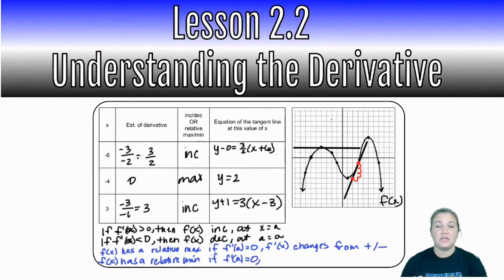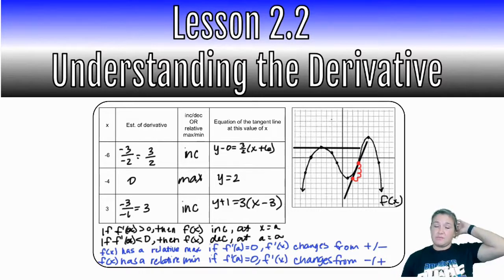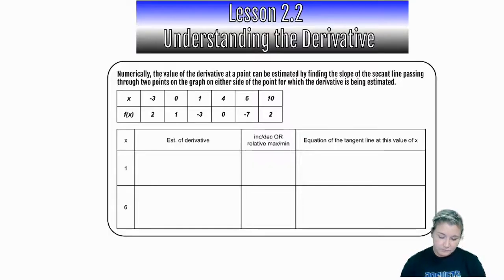Again, if the derivative at A is 0, so if the slope of the tangent line is 0, so it's a horizontal line, then that's going to be either a relative max or a relative min. And that's going to happen if f prime of x changes from negative to positive. So if it goes from negative to positive, it's going to be a minimum. If it goes from positive to negative, it's going to be a maximum. That's f prime of x.